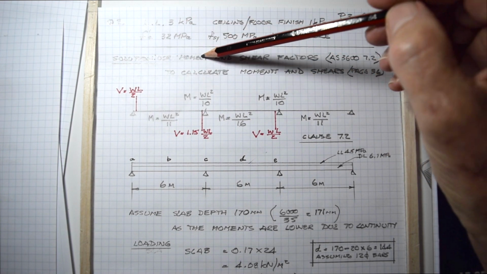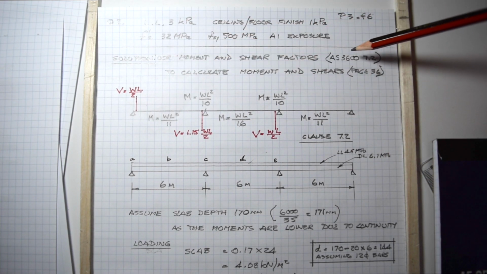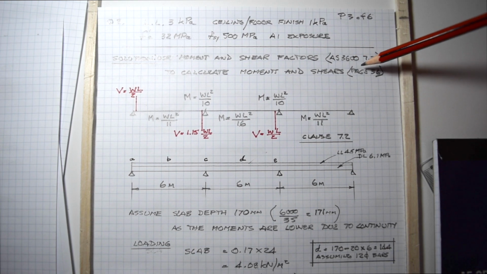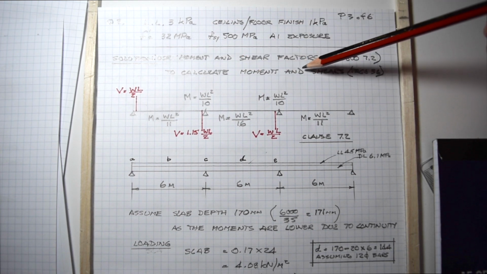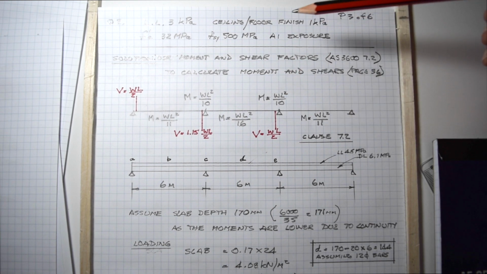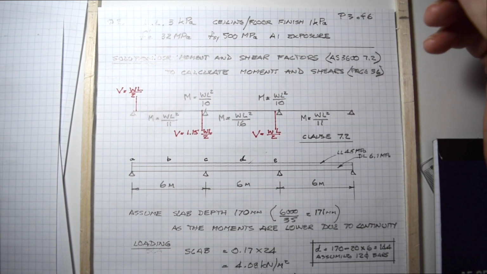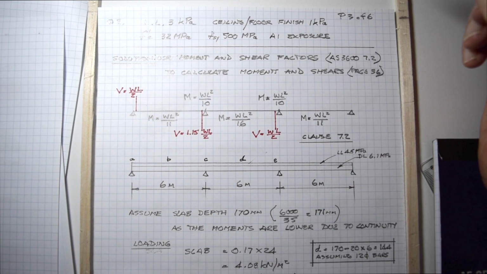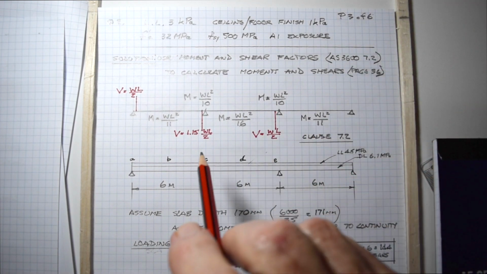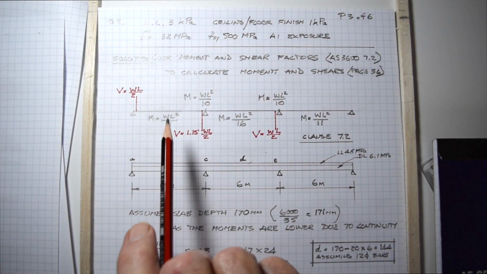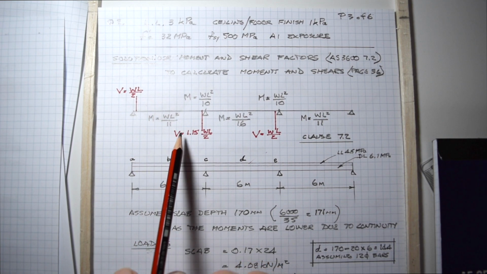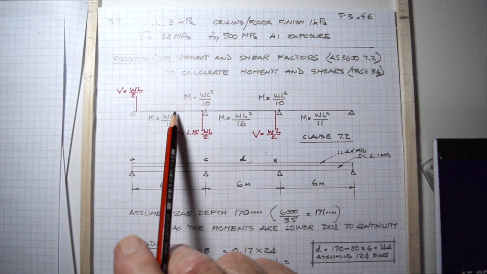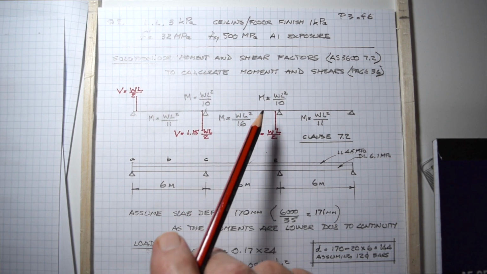For the solution, we're going to use those moment and shear factors from AS 3600, 7.2, to calculate the moments and shears. And I showed you those earlier in a little sketch I made while I was delivering the lecture. When you look at those, you'll be able to identify them. Your moments are written up in pencil, your shears are written up in red.